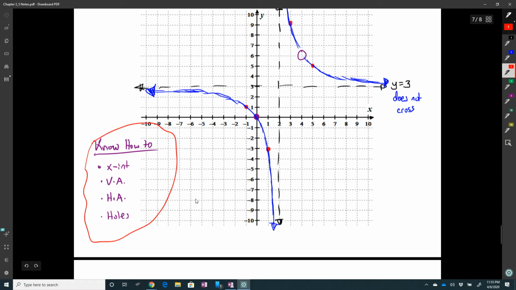That's really the main idea. So if I give you any kind of rational function, a polynomial over a polynomial, know how to find those 4 things.